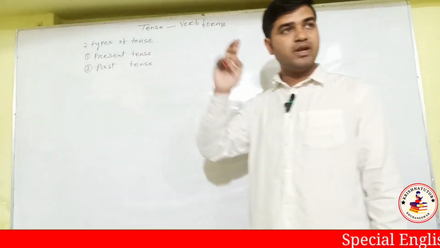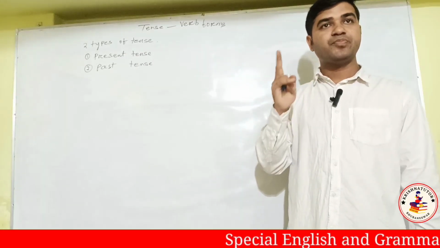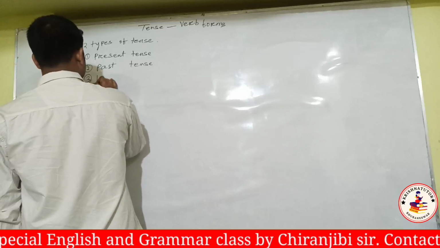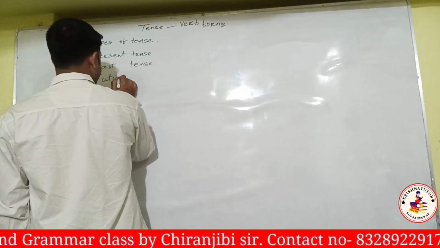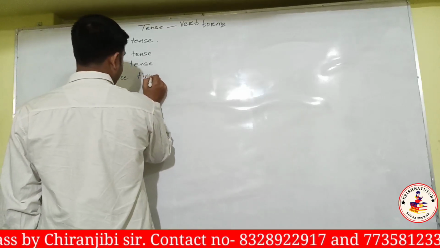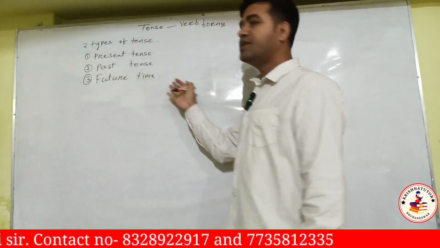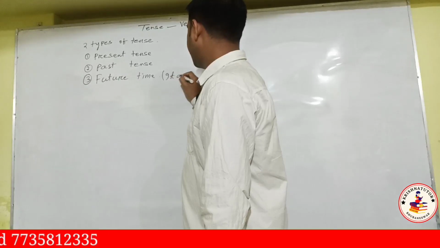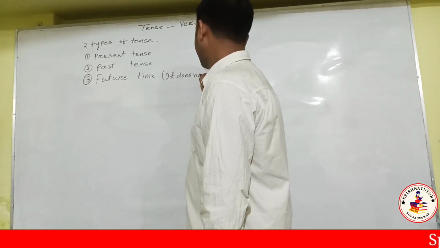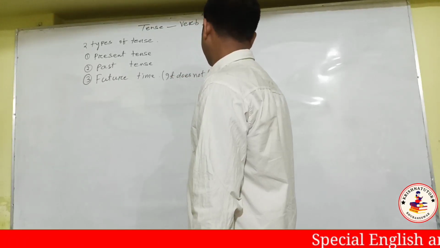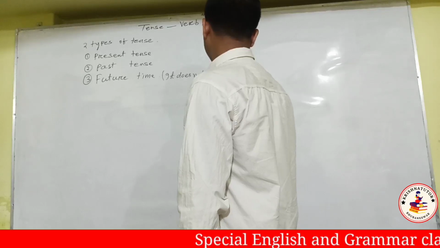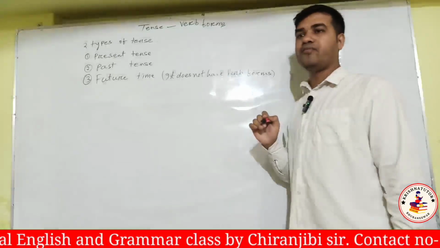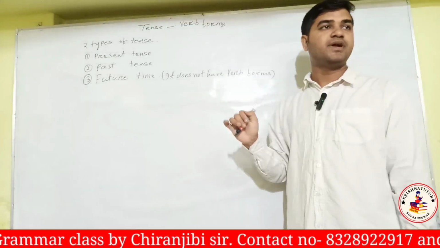Normally we have two types of tenses, present tense and past tense. Future is time, it is not tense. Future time, F-U-T-U-R-E, future time. Because future doesn't have verb form. It does not have verb forms. So it is time, it is not a tense.